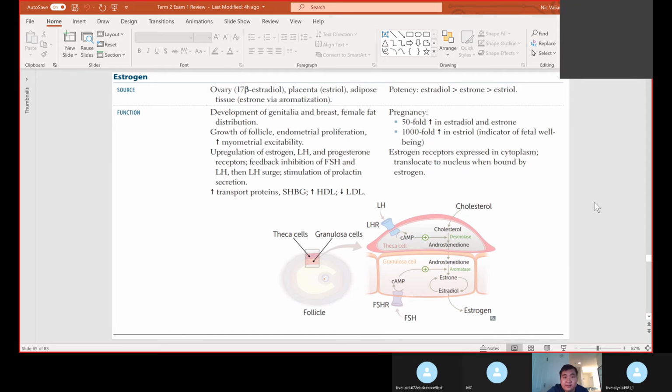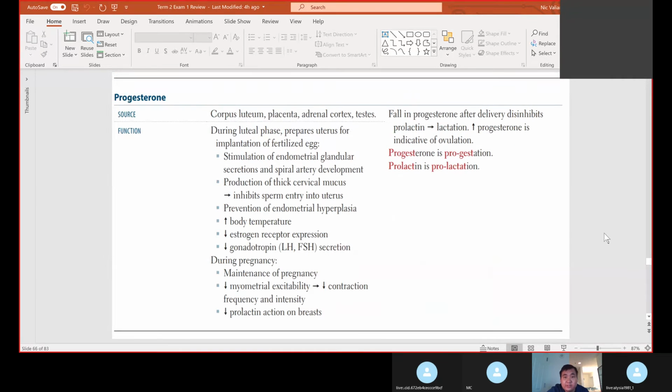Estrogen, source and function, think secondary sexual characteristics for estrogen. Progesterone, progestation, right? Different functions here, know them, and what happens during pregnancy. Think for progesterone, maintenance of pregnancy. Anything that maintains pregnancy, think about progesterone.